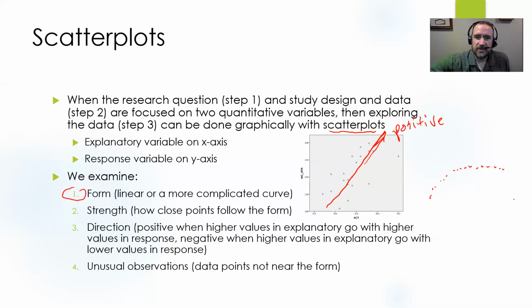Lastly, unusual observations, data points not near the form. So once again, we need to know what our form is first, and then decide, oh, we've got somebody that is not near the form. That's an unusual observation, sometimes called an outlier. So form, strength, direction, and unusual observations.